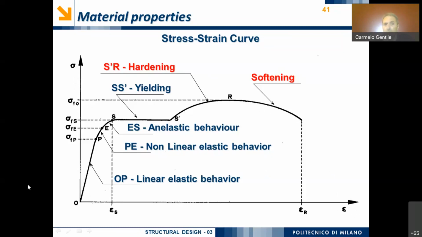Okay, so we have a first part of the curve in which the behavior is linear elastic. So we have linearity of the behavior, and the behavior is also reversible. So if I go from O to P according to this curve, it is possible to move back according to the same path, to the same curve.